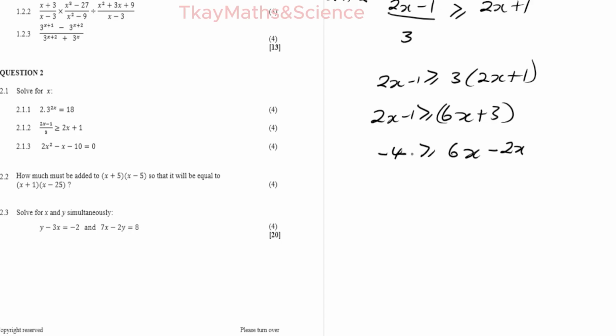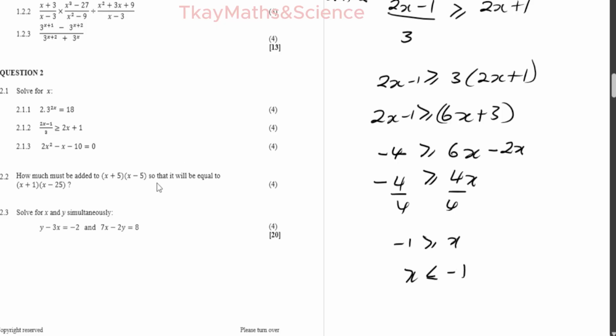So now it becomes 4x here, equal to minus 4. We divide it by 4, we divide it by 4. Now I get minus 1 is less than or equal to x. So that is our answer. We can actually represent it like this. It's fine. Minus 1. So that is our answer. We can go on to the next one.